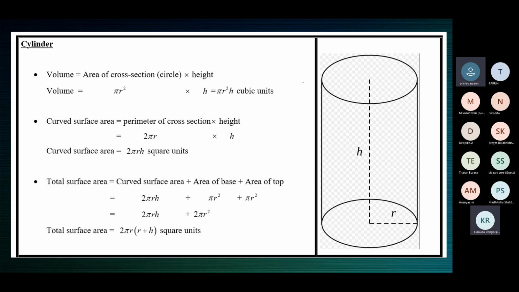2 pi r h. If it's open at both the ends, that means there is only the curved surface area. There are circles on the top and bottom, but there is no material used there. There is no wood or paper or any material. The top and bottom are not covered. You can only see the circular rims, edges, but you don't see any material which covers the circular portions.